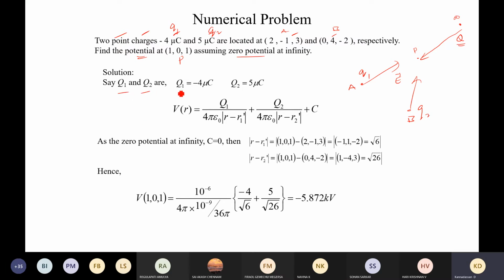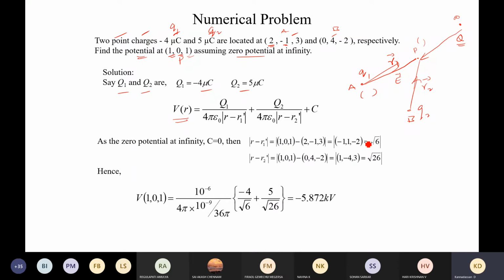So we have 2 source charges, and for these 2 source charges, we have to calculate the total potential at this particular point P. How to calculate that? We have to find the line joining these 2, this R1 vector, and this is going to be the R2 vector. Once we calculate that, we have to calculate the magnitude of them. How to calculate this? We know the point values, and we have to find the difference between them: 1 minus 2, 0 minus 1, 1 minus 3, like that. When we calculate, we will get the R1 vector, and we have to take the magnitude of that.